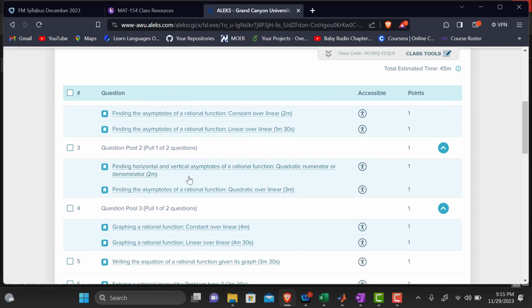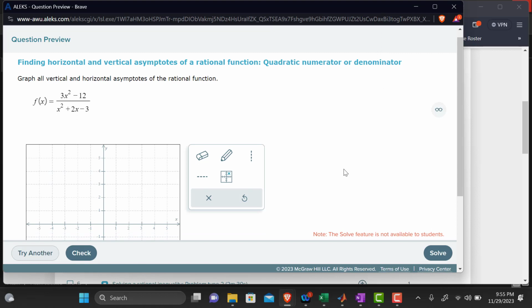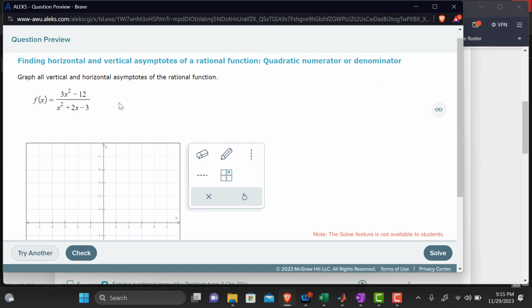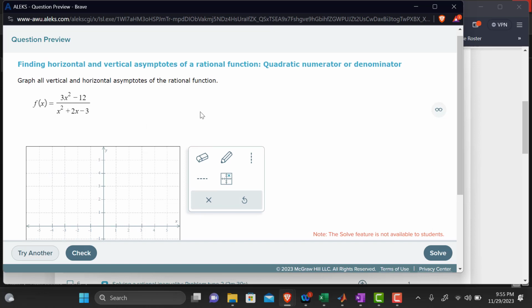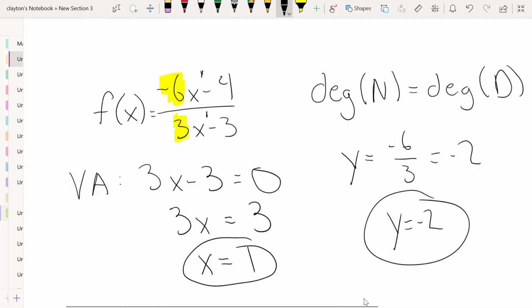So number 3, finding horizontal and vertical asymptotes of a rational function. Quadratic, let's click. It'll be a surprise for both of us. Okay, so same idea. Nothing's changed here. Graph all the vertical, so just a scaled up version of what we were doing. Very similar. So just graphing the vertical and horizontal asymptotes. Feel free to write down the equation. I'm going to do the same thing. So 3x squared minus 12. Might have to jump back and forth here for a second.